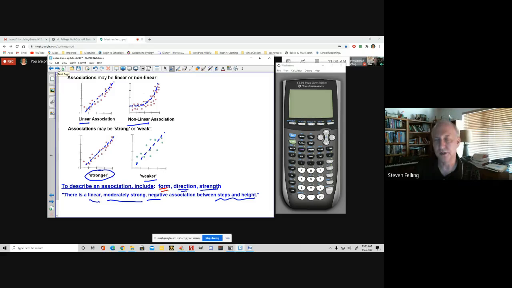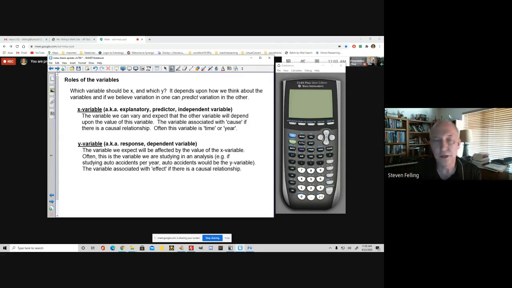All right, so that's the thing that corresponds to SOCS. There's no acronym for it, but we have to talk about the form, the strength, and the direction when we describe an association. And then each of these variables has a role, right, in terms of the X variable versus the Y variable, right? And the idea is that if you can find some kind of an association, like let's say this variable was steps and this variable was height, then if you knew someone's height, you might be able to predict their number of steps, right?